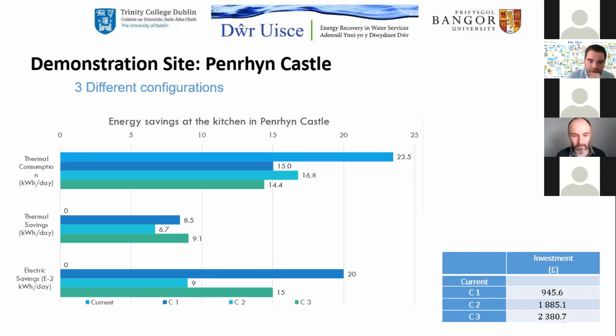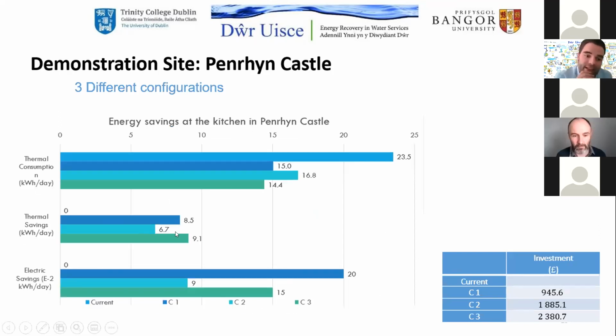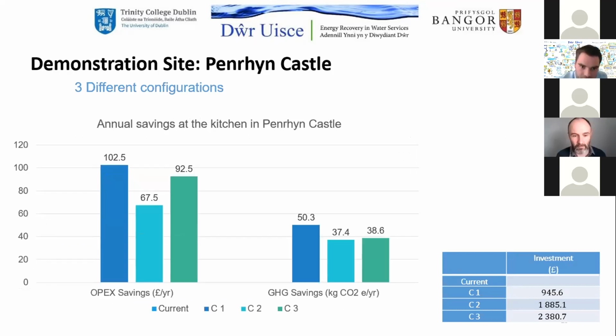And so then we made a pre-feasibility analysis and a simulation to see how much heat we could recover. And we are somewhere between 6.5 and 9 kilowatt hours per day. And we expect a reduction in the pumping from the boiler room ranging from 15 watt-hour to 20 watt-hour per day. This coincides with financial savings ranging from 70 pounds per year to 100 pounds per year, and greenhouse gas emission savings from 35 to 50 kilograms per year.